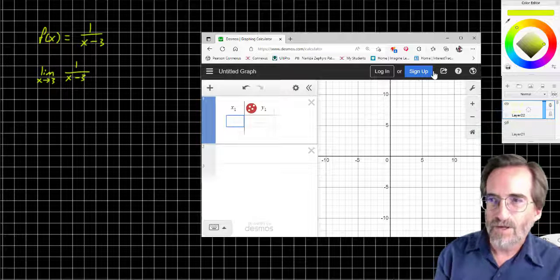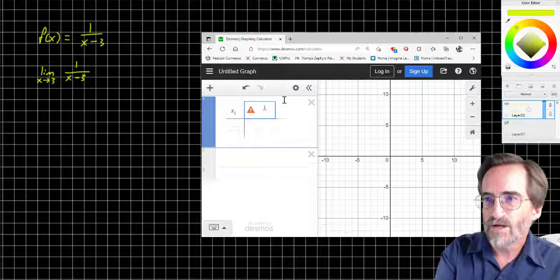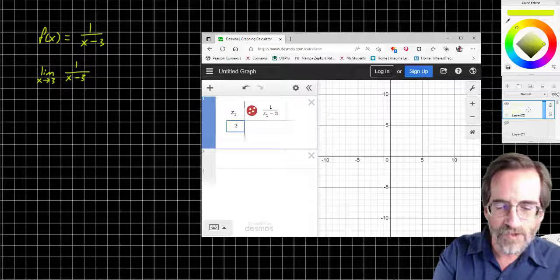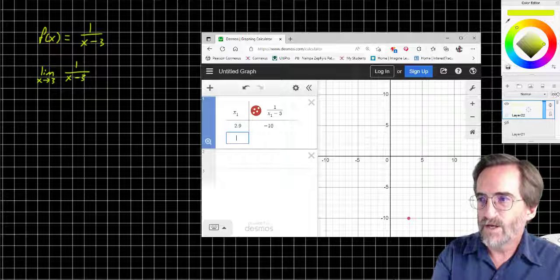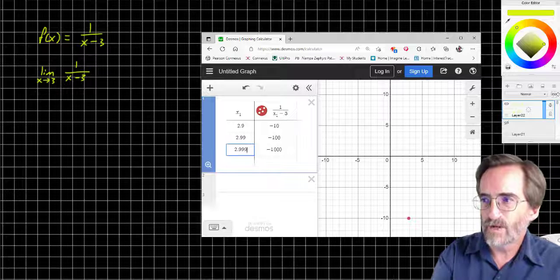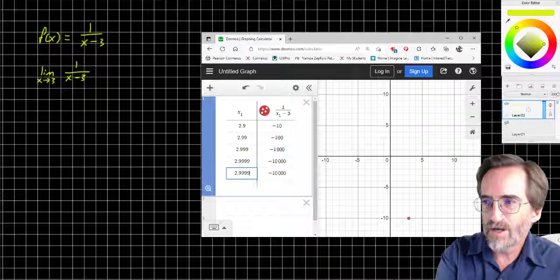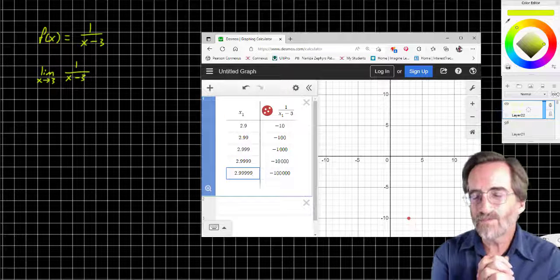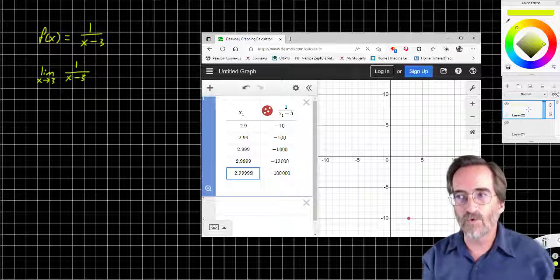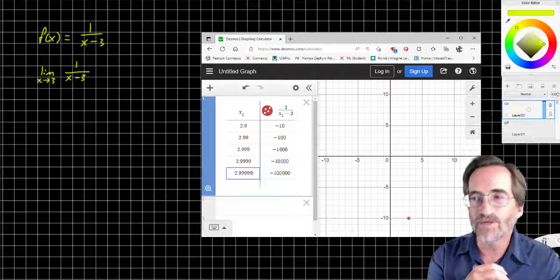All right, so let's put in our y. Our y function here is going to be 1 divided by x minus 3. Let's put in some values close to 3. How about 2.9? We get negative 10. 2.99, negative 100. 2.999, negative 1,000. 2.9999, negative 10,000. 2.99999, negative 100,000. What seems to be happening is this number is going negative very fast. It's growing exponentially, multiplying by a factor of 10 every time I add another 9 onto the 2.